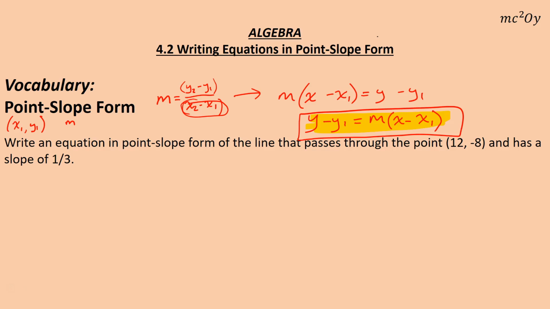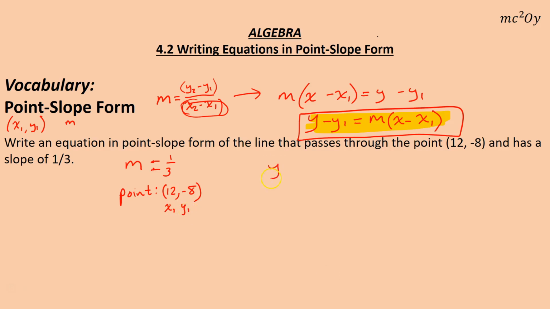So let's try one. Write an equation in point-slope form of a line that passes through the point (12, -8) and has a slope of 1/3. So you need two things: you need a slope and you need a point. Our slope here is 1/3, and our point is the ordered pair (12, -8). And that point is our x1, y1.